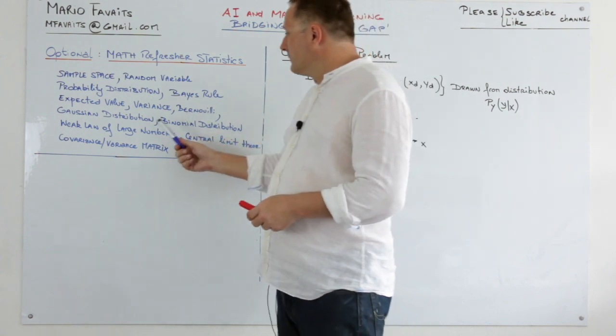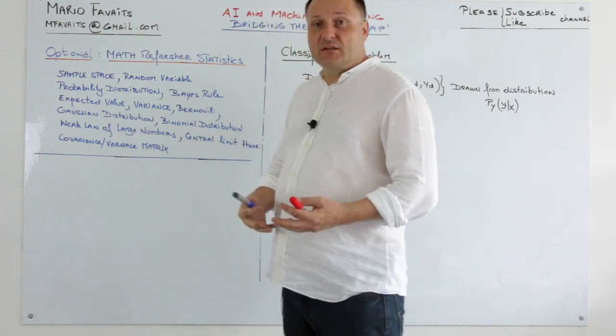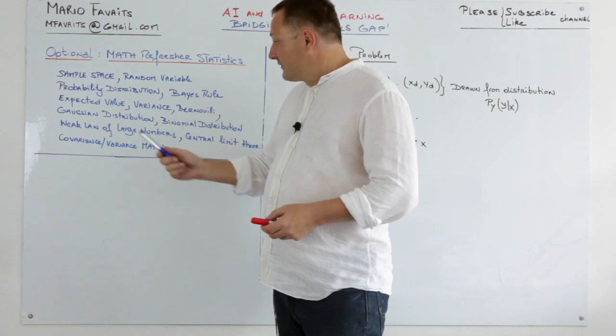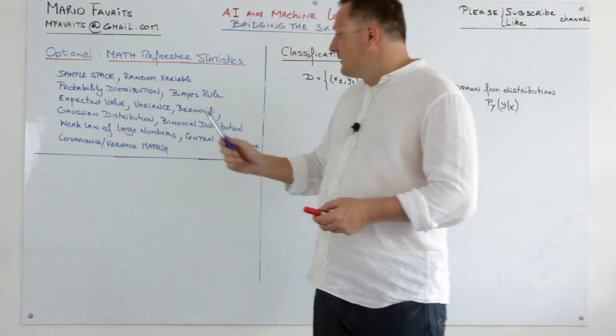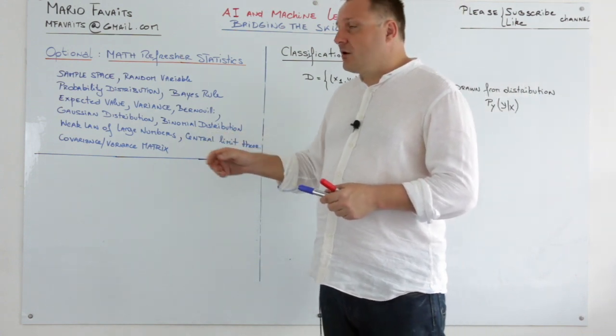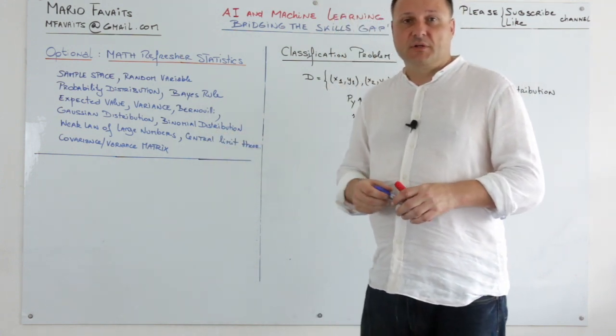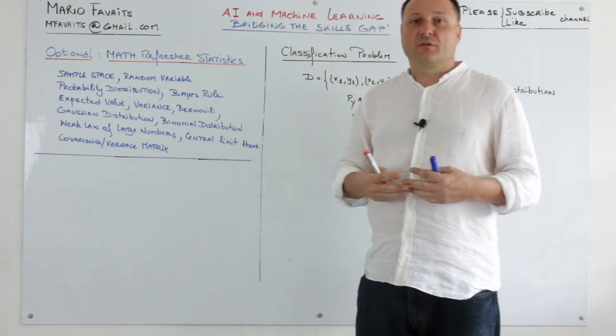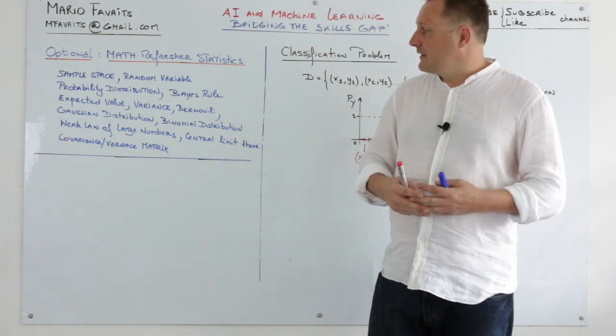Then we'll look at some famous probability distributions: Bernoulli, which is the coin toss, Gaussian, and binomial distribution. We'll finish with the weak law of large numbers and the central limit theorem. We'll take a look at what a covariance or a variance matrix is.